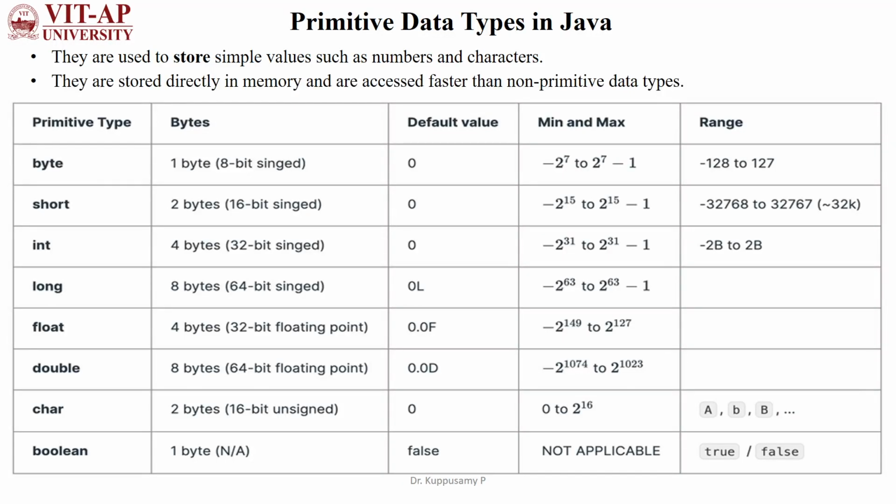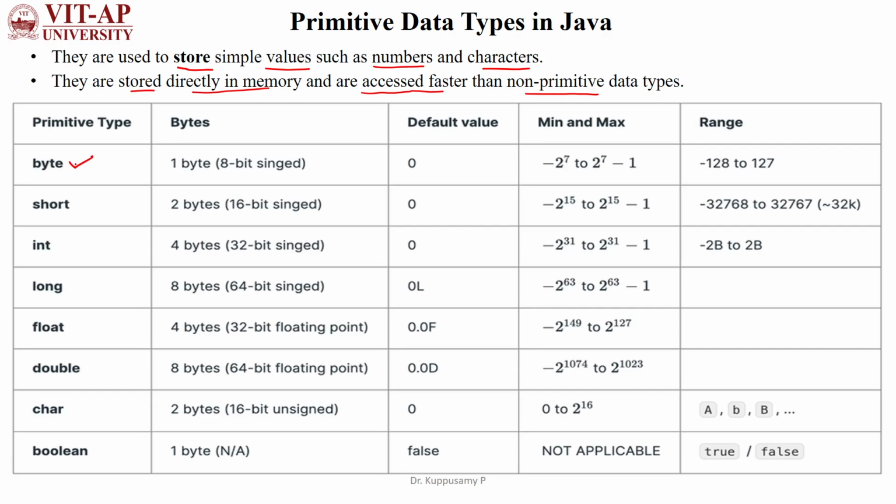Hi, here we will discuss the primitive data types in the Java programming language. The primitive data types are used to store simple values like numbers and characters, and they are stored directly in the memory space, and can be accessed faster than non-primitive data types. Here we have 8 types of primitive data types.